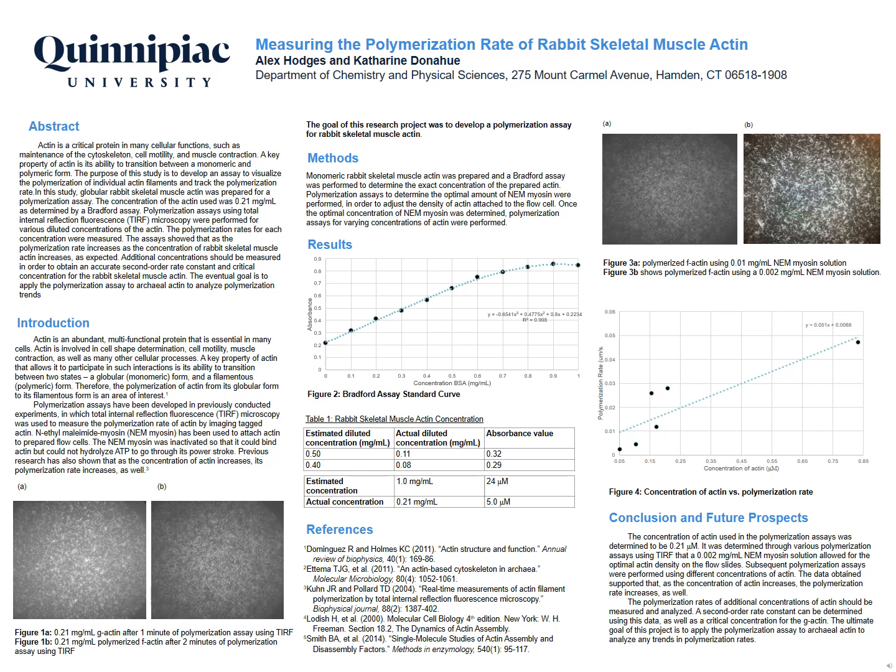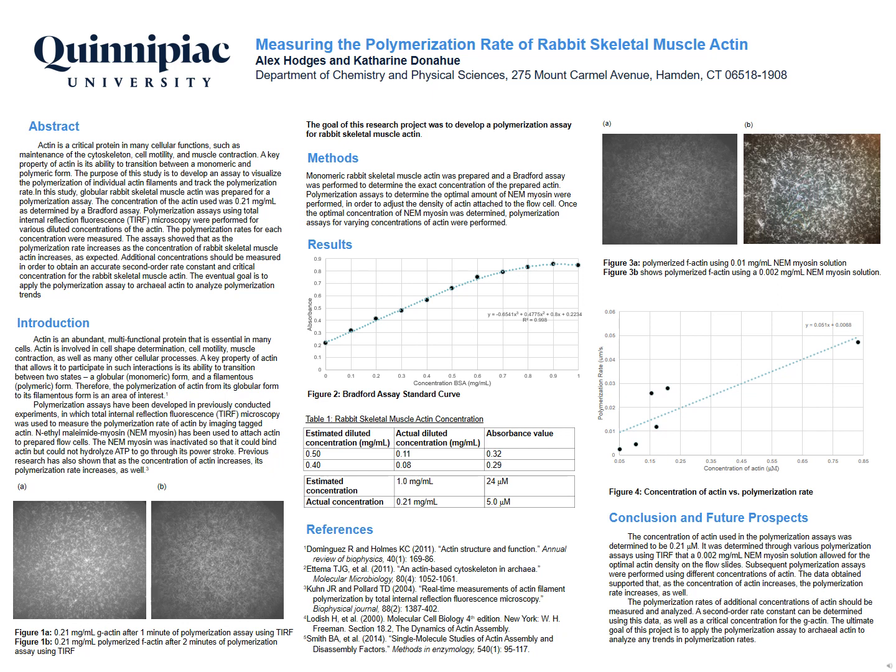So we prepared globular rabbit skeletal muscle actin and performed a Bradford assay in order to determine the exact concentration of actin we were using. The actin we were given and that we prepared, its original concentration was 1 milligram per milliliter, but during the preparation we did have to spin it down, so some of the protein may have denatured and affected the concentration. As you can see from Figure 2, our Bradford assay standard curve, and Table 1, we determined that the actual concentration of actin that we were using in the assays was about 0.21 milligrams per milliliter.